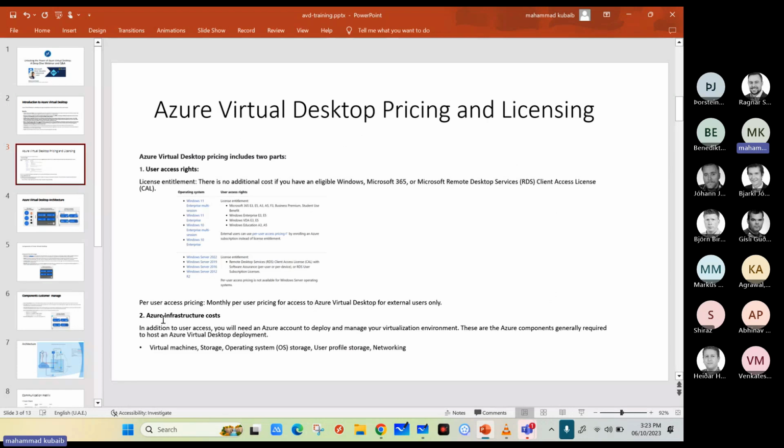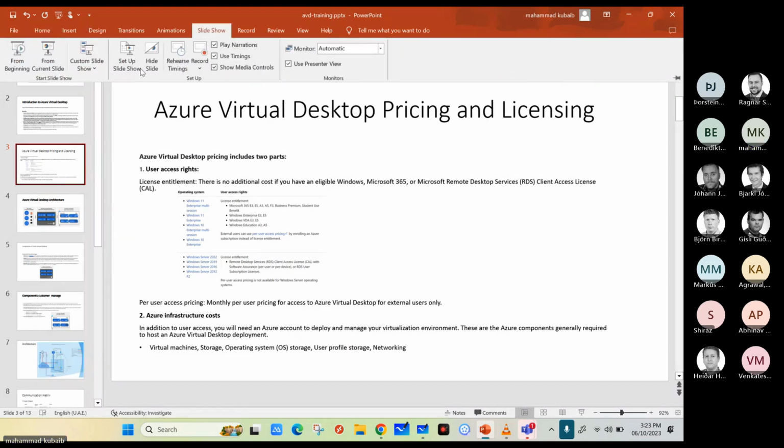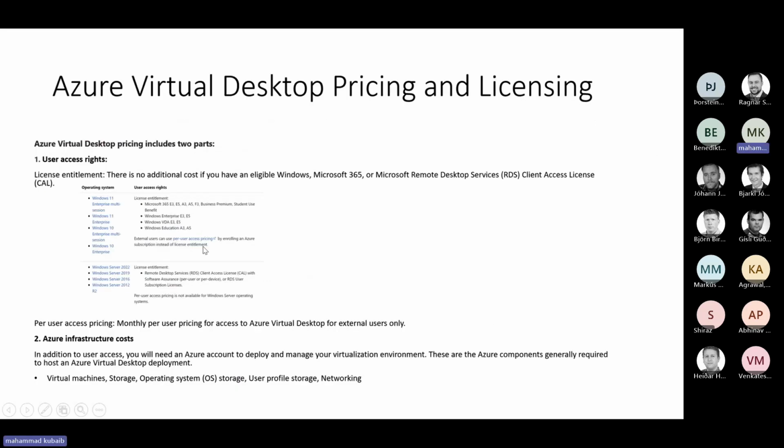So then the infrastructure cost. This is related to the licensing, the user access license. And apart from that, you have to pay for the Azure infrastructure cost. You might know that you need to pay for your compute, storage, your operating system, the user profile storage and networking. So this is in general the Azure cost when you deploy any VMs, and it comes along with the Azure Virtual Desktop pricing.